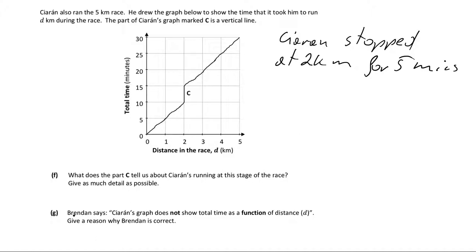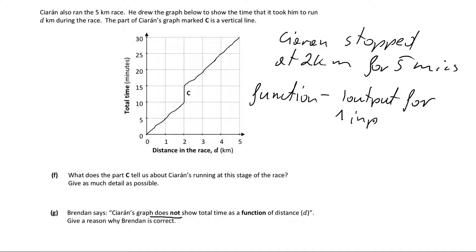The last part of this question is the following. Brendan says that Kieran's graph does not, very important, does not show total time as a function of distance d. Give a reason why Brendan is correct. I want to remind you that a function has one output for one input. So let's take a look at whether this graph is a function.